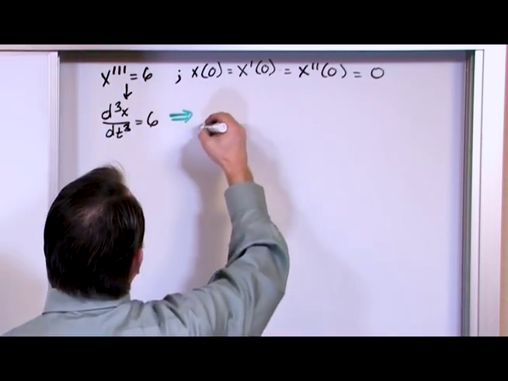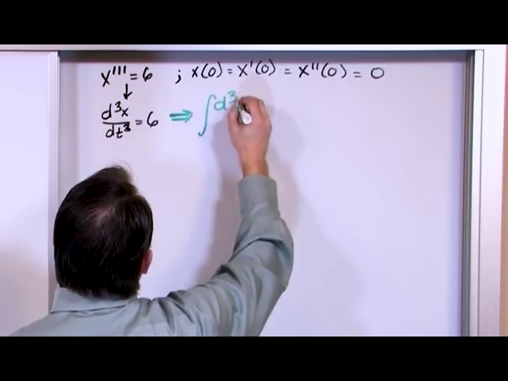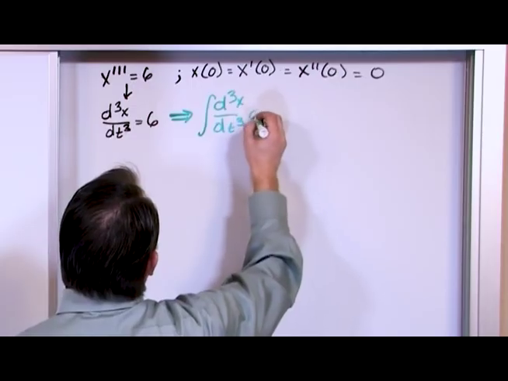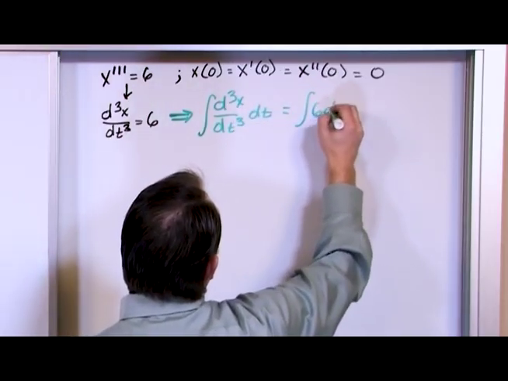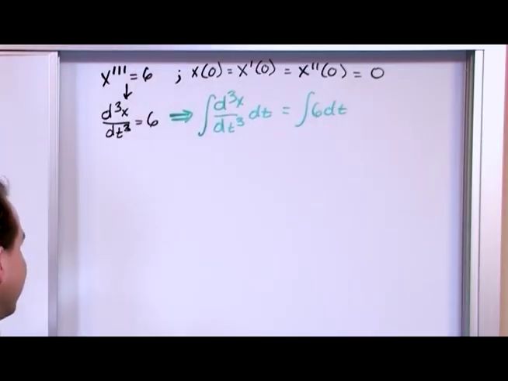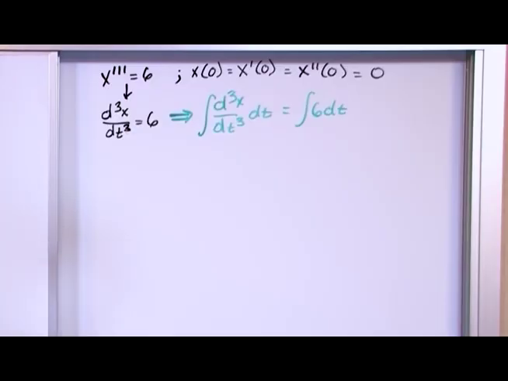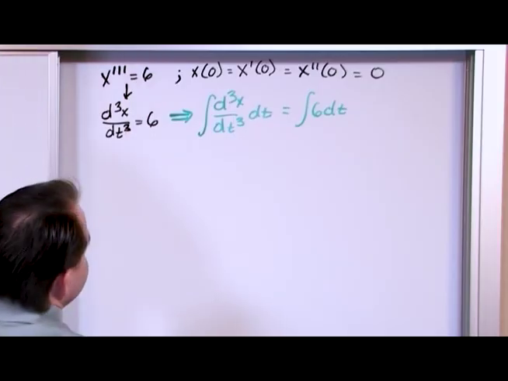So let's go ahead and write the integral sign right here. So we'll say third derivative of x with respect to time integrated over dt is equal to the integral of 6 dt. So it's a super simple integral. It's just that it's a third order equation because it's a third derivative there. So you're going to have to do 3 integrals basically to get to the general solution. So let's go ahead and do them really quickly. They're not going to be hard.